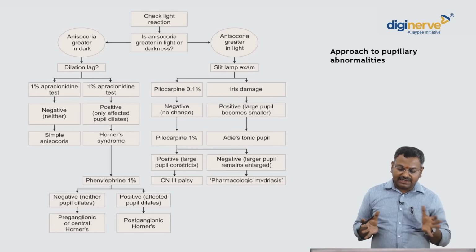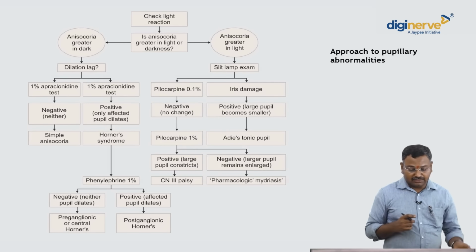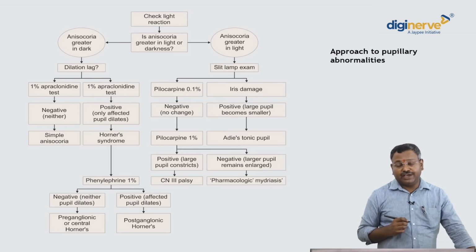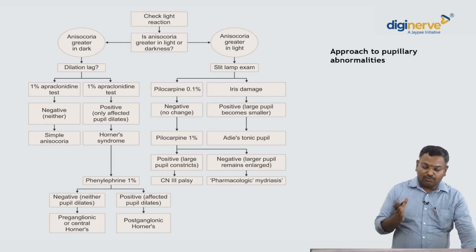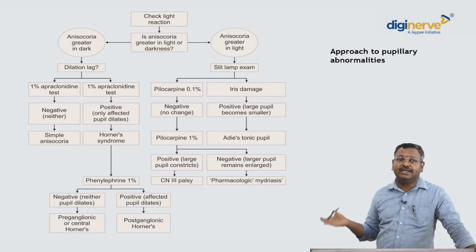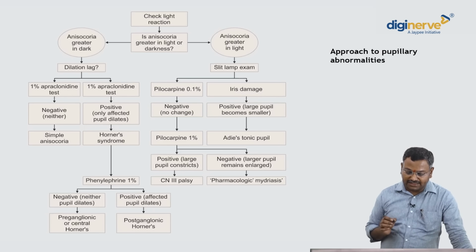So whenever we see a pupil, obviously look for light reflex, look for the anisocoria that is there. If the anisocoria is more in light, then obviously we're looking at a third nerve lesion. More in dark means we're looking at Horner syndrome. Horner's pupil always look at it in dark, whereas third nerve palsy we look at it in light. So whenever it is more in light, we are looking at the third nerve.